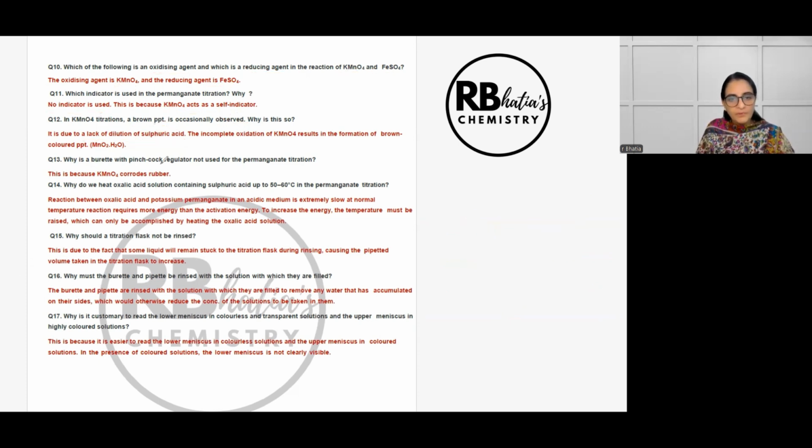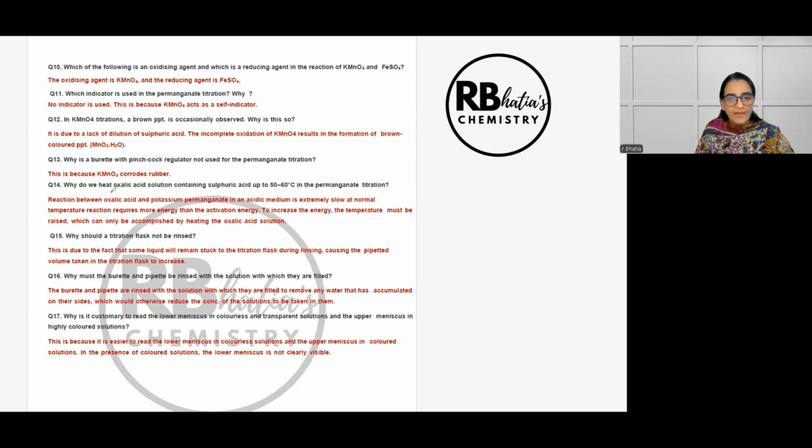Why is a burette with pinch cork regulator not used for permanganate titrations? Pinch cork regulators are those like if you have old burettes in your lab, they have a material which is corroded by KMnO4. They are made up of rubber. So rubber is corroded by KMnO4. So we avoid using these burettes.